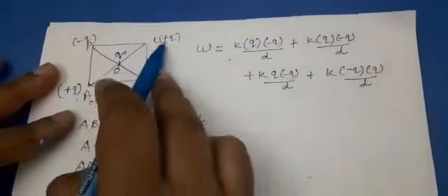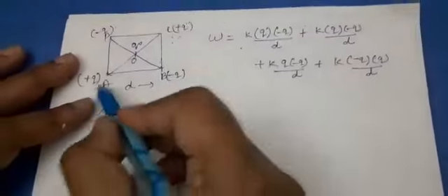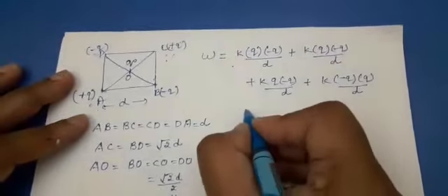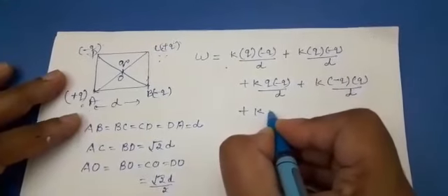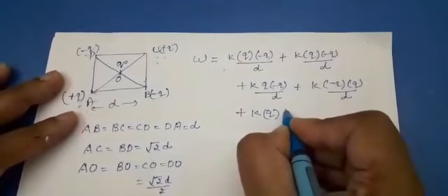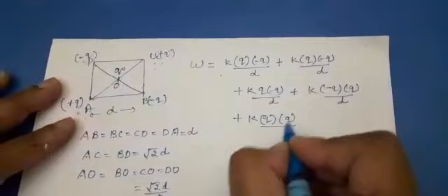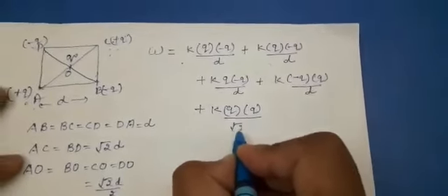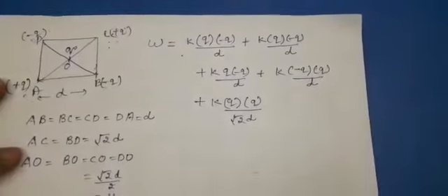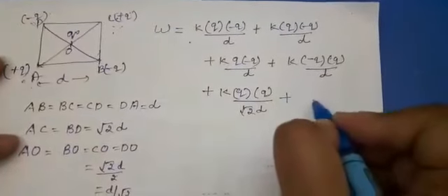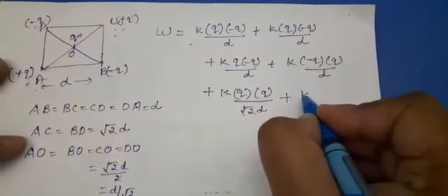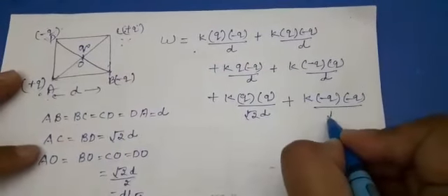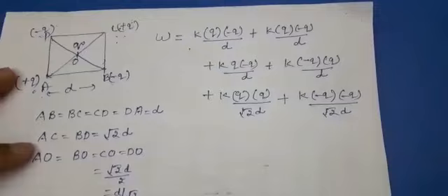Apart from these 4 pairs of charges, there are 2 more pairs along the diagonal. For that, it is plus K Q Q, the charges at A and C, both are plus Q, and the separation between them, AC, is root 2 D. Similarly, for the charges at B and D, this is plus K minus Q times minus Q upon root 2 D.